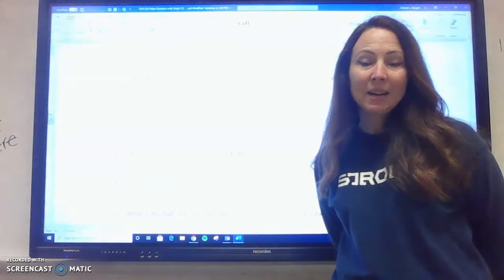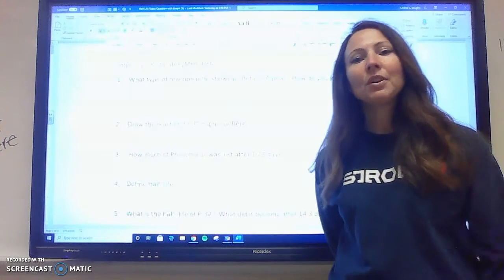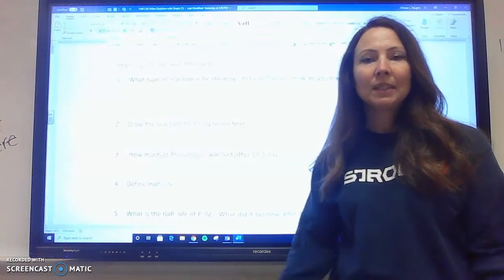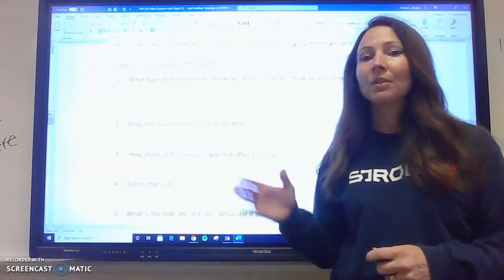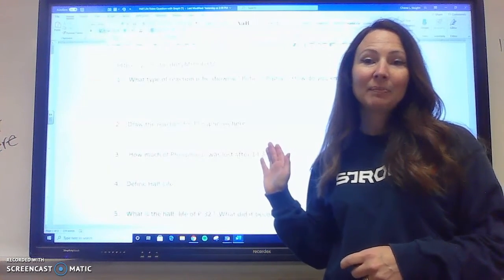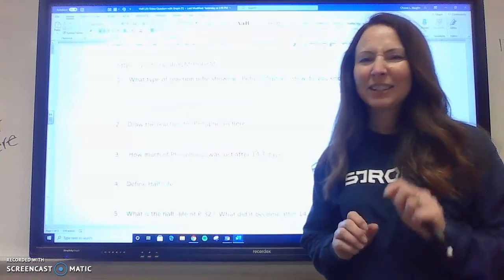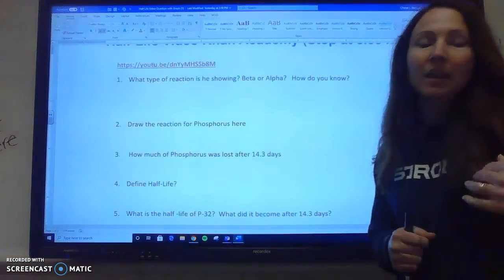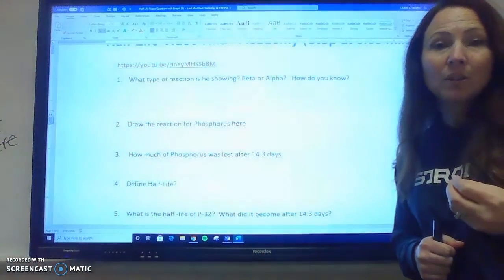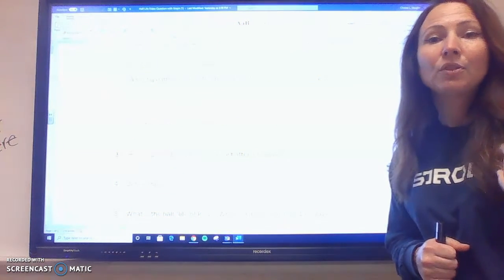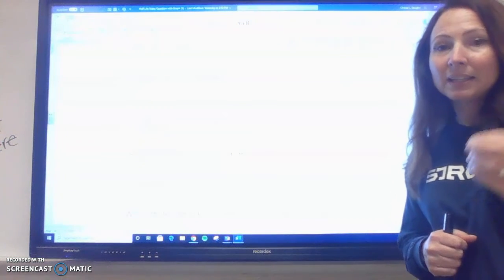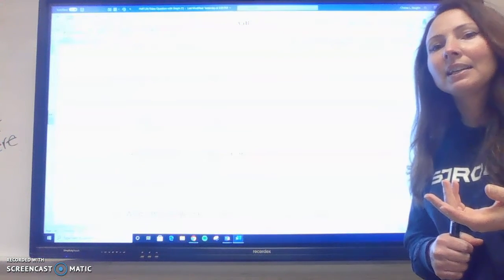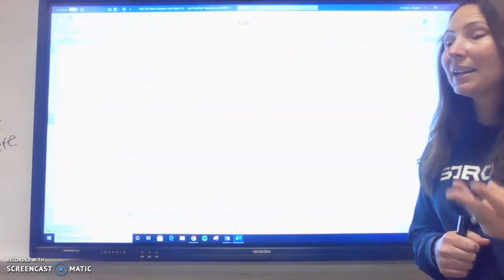Hey guys, so today we're going to go over half-life and talk about some of the features of half-life, and we're also going to look at alpha-beta reactions a little bit. Okay, so you learned that unstable nuclei are going to try to regain stability by doing a nuclear reaction, and it can either undergo alpha, beta, or gamma decay.